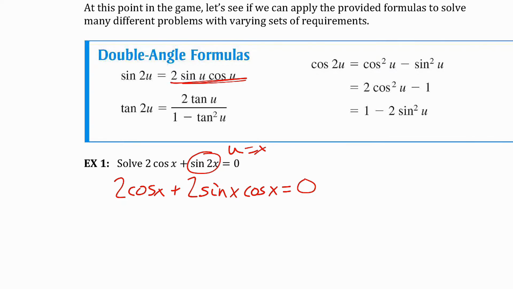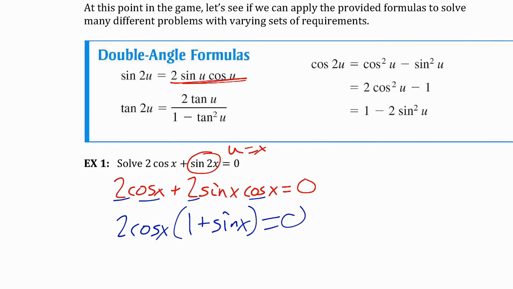Now from here, you'll notice in both of these terms we have a 2 and a cosine. So we can factor out a 2 and a cosine from both of those, which will give us 2 times the cosine of x. And when we factor it out of both those groups, we're left with 1 plus the sine of x. All that's equal to 0.